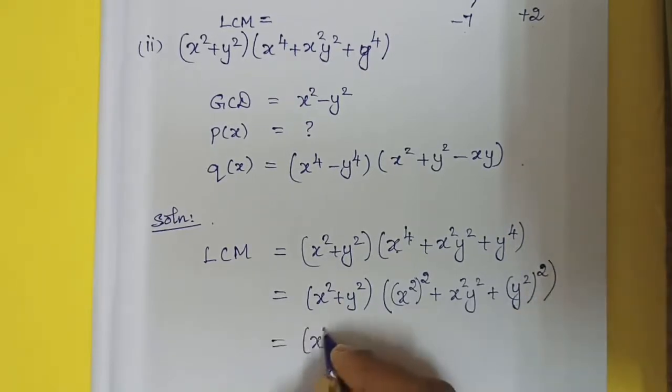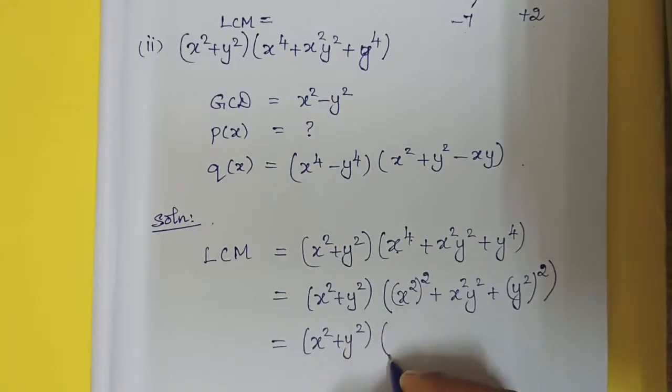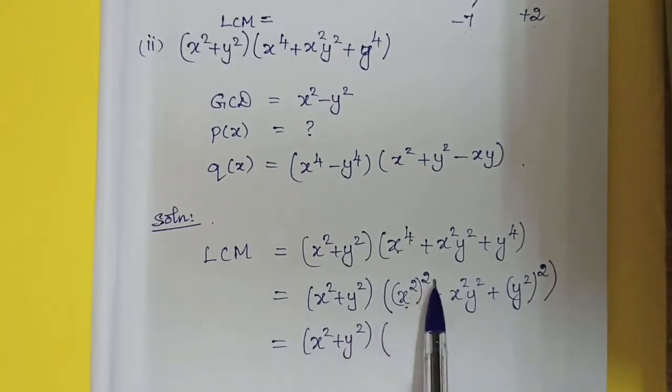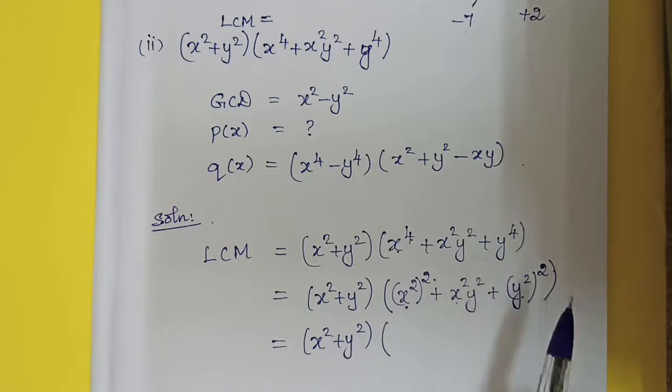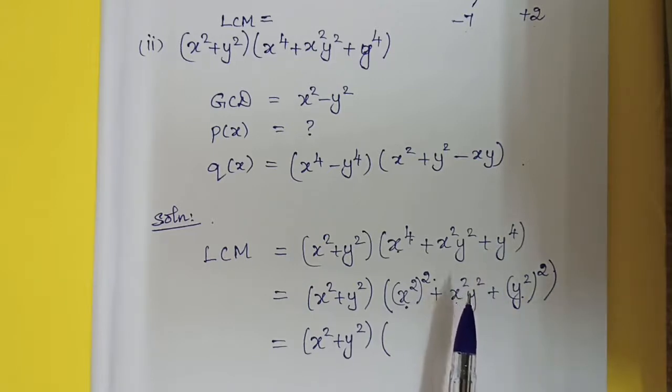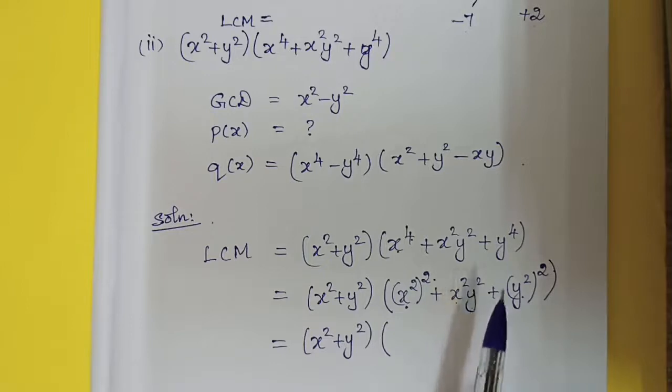So it is equal to x square plus y square into, here what is the form? A square, here also b square, but which is missing? 2 is missing. What is the meaning of 2ab? ab plus ab. That means 2ab. Here x square y square, only one term is here. If we have one more term, then 2x square y square will come. So we can add one x square y square and we need to subtract one x square y square. So the value remains unchanged.